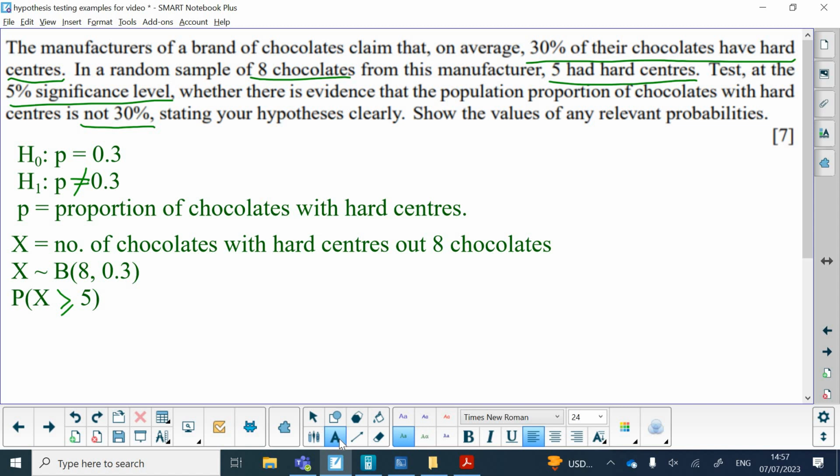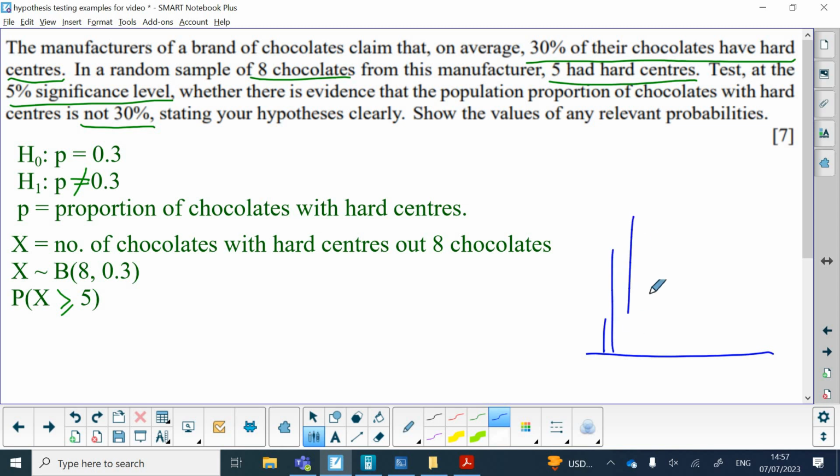So let's have a think about what we're going to be finding out. I'm going to do a little sketch. Here's some kind of binomial distribution, and say my number 5 is about there, and I want to find this probability here, and then decide if that's very extreme or not.